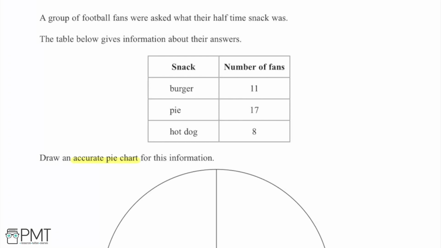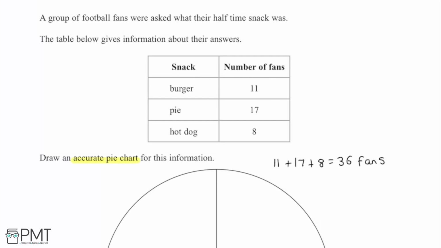So if I start by working out the total number of fans here, we can take the 11, add on the 17 and the 8, and then we find that we have 36 fans in total. Now this is going to be quite useful because if we have 36 in total, it's going to be a number out of 36, and if we multiply this by 10 over 10, we're going to have a number over 360, which is the number of degrees in a circle. So the numerator of this fraction is going to be the number of degrees that is represented by this snack, so we can draw this angle in.